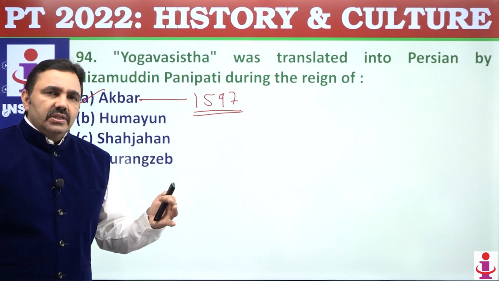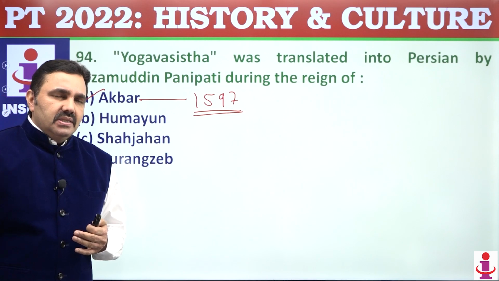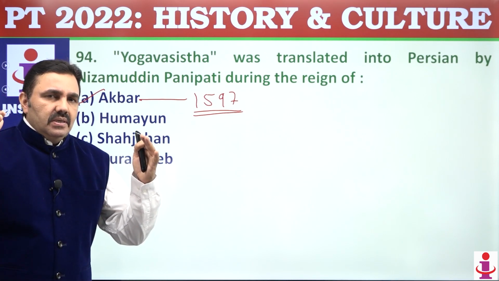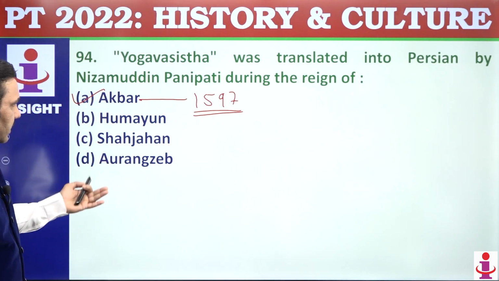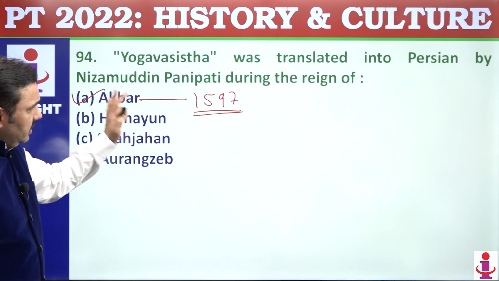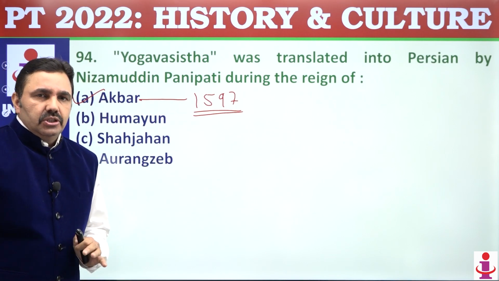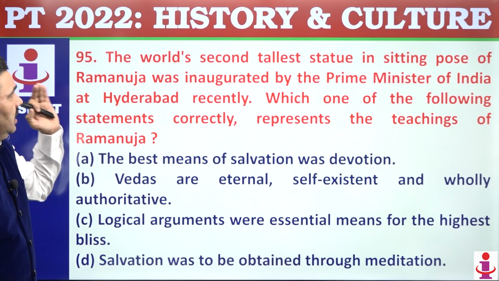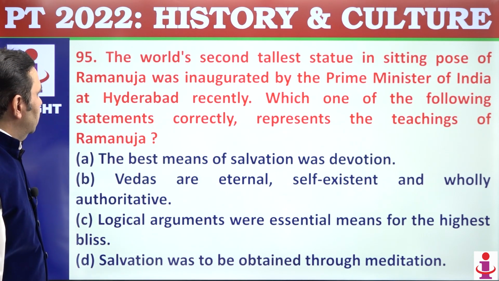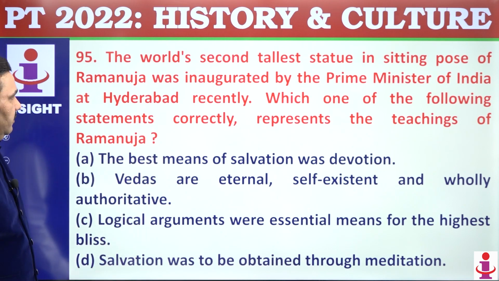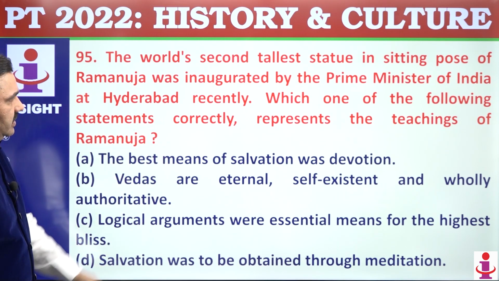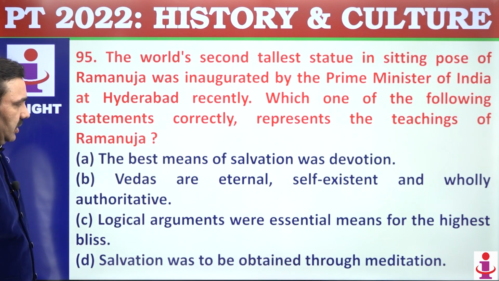Yoga Vasishtha was also translated later by Dara Shukoh. It was also translated during the reign of Jahangir. But first here, Akbar, and there's no Jahangir, there's no Dara Shukoh in the option, so it's perfectly clear. But again, a difficult factual question. Next, the world's second largest statue in sitting pose of Ramanuja was inaugurated by Prime Minister of India at Hyderabad recently. Which one of the following statements correctly represents the teachings of Ramanuja?